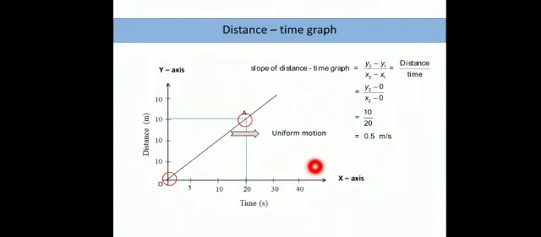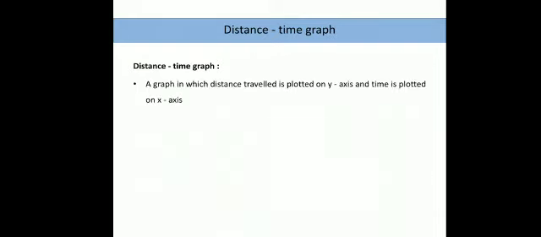What is a distance-time graph? We'll repeat it again, and note down the important points. Very importantly, what is a distance-time graph? A graph in which distance traveled is plotted on the y-axis and time is plotted on the x-axis. Such a graph is known as a distance-time graph. That is number one.